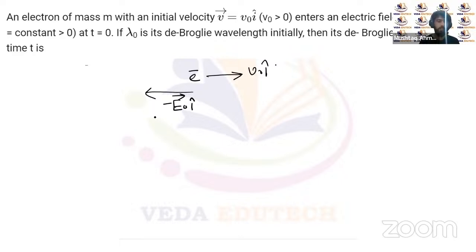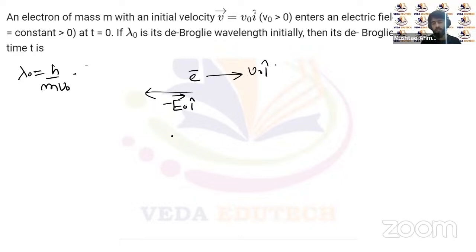If lambda naught is its de Broglie wavelength initially, then initially its de Broglie wavelength is given as lambda naught, and that lambda naught will be h upon m v naught, right? So this is the de Broglie wavelength of this electron. We have to calculate its de Broglie wavelength at a later time t.